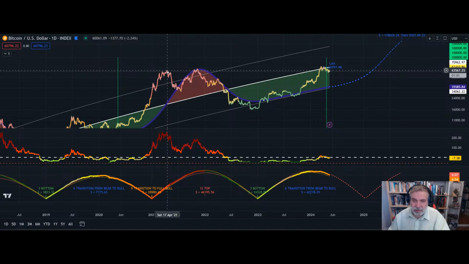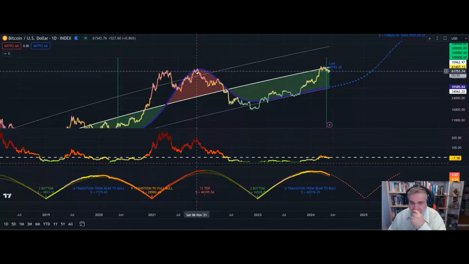67,359 versus 63,567 for this double top. So really the real top happened in this area that the clock says is more appropriate in terms of timing.